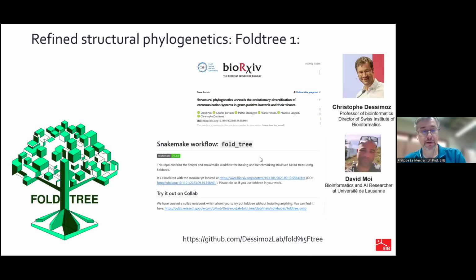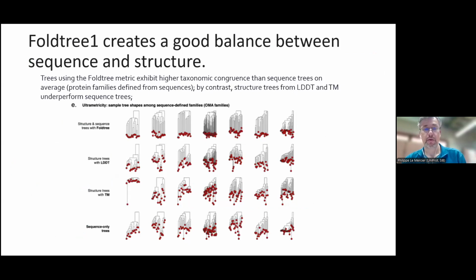So there is a program for that called FoldTree, which is not yet published, made in the lab of Christophe Dessimoz at the University of Lausanne by Dave Moi. And this is version 431. It's available in a Snakemake workflow. And it really starts to use the two best approaches, alignment by sequence and alignment by structure, and put them together, which is what they have in the bioRxiv publication.